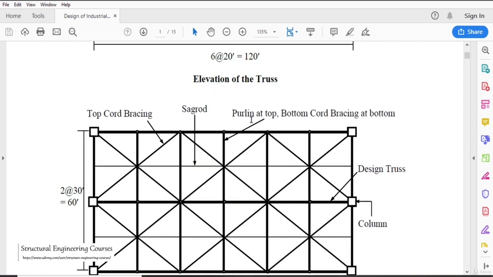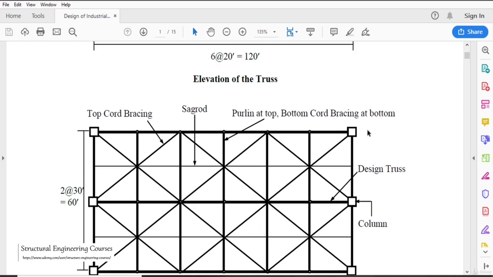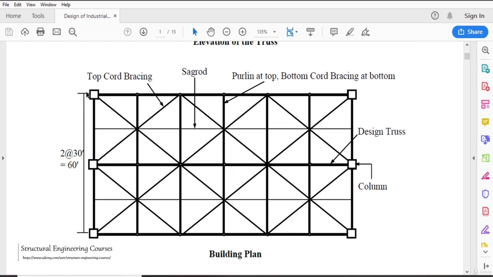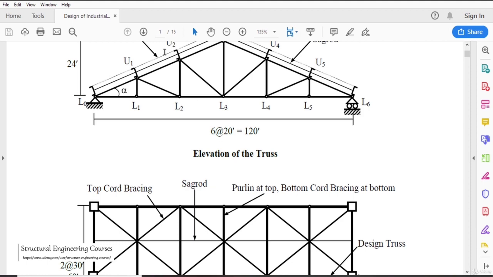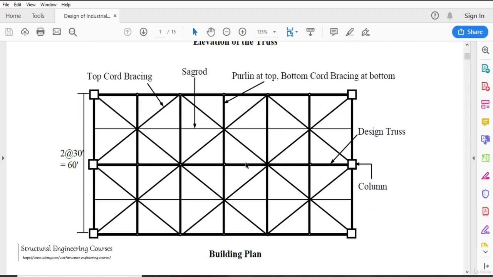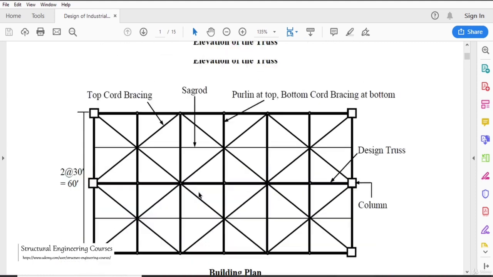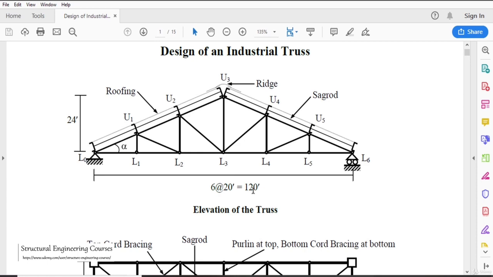Here you can see that this is the top view, and that is the building plan. So these are the 3 trusses here, that is, design truss 1, design truss 2 and design truss 3, and these are the purlins. Here you can see the author has referred to purlins at top, bottom chord bracing at bottom. So the purlins shall be tied at the top and the plan bracing shall be tied at the bottom of the trusses. Now this is simple math, that 6 into 20 foot is approximately 120 foot.